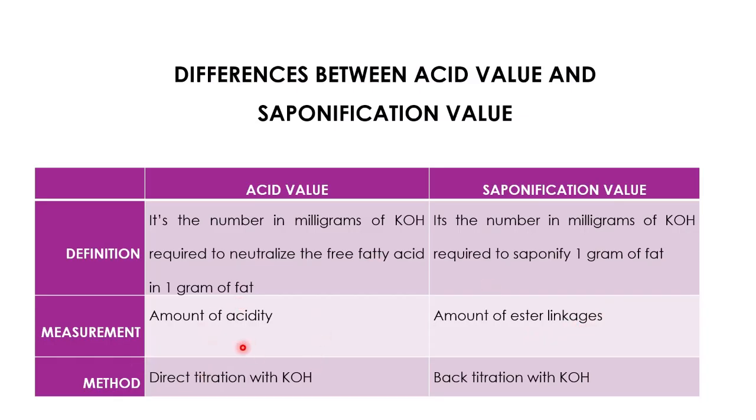In terms of method, the acid value involves direct titration with potassium hydroxide, whilst the saponification value method involves back titration with potassium hydroxide.